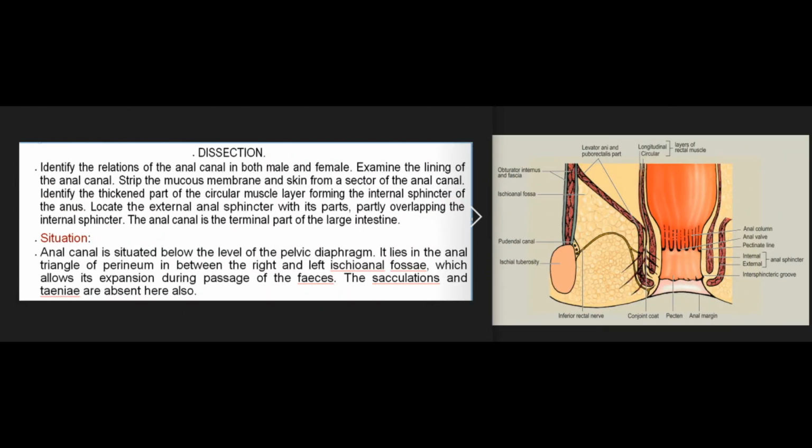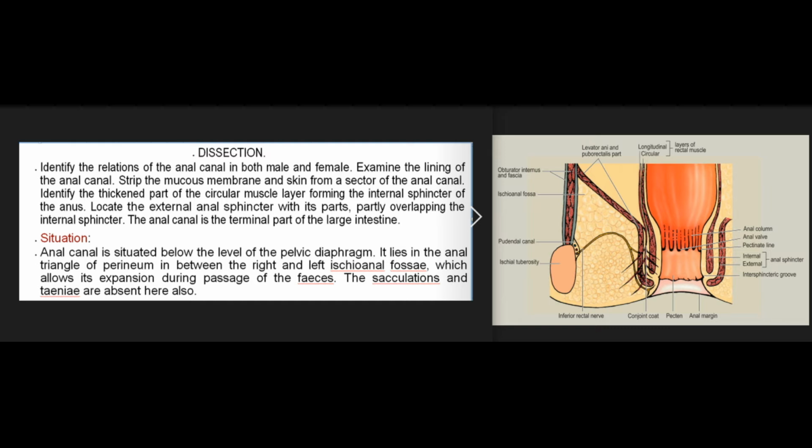Dissection. Identify the relations of the anal canal in both male and female. Examine the lining of the anal canal. Strip the mucous membrane and skin from a sector of the anal canal. Identify the thickened part of the circular muscle layer forming the internal sphincter of the anus. Locate the external anal sphincter with its parts, partly overlapping the internal sphincter.